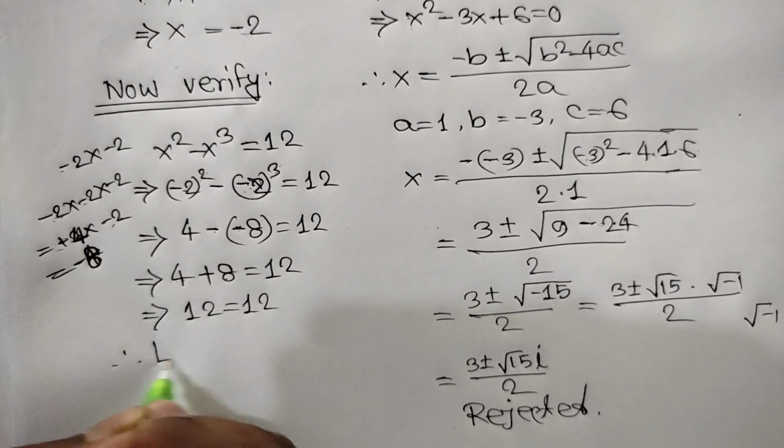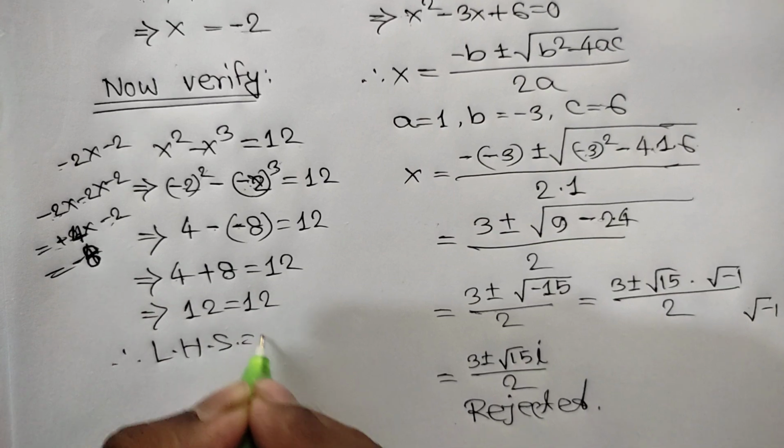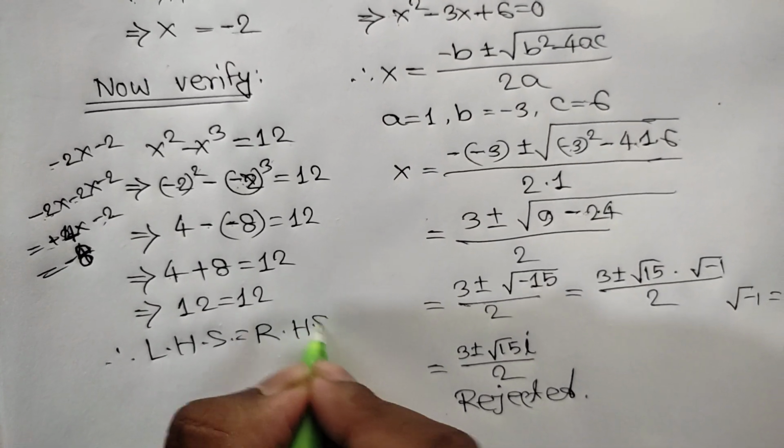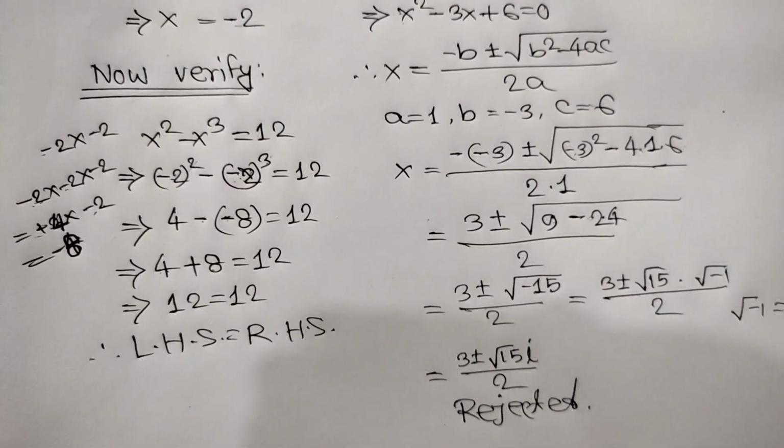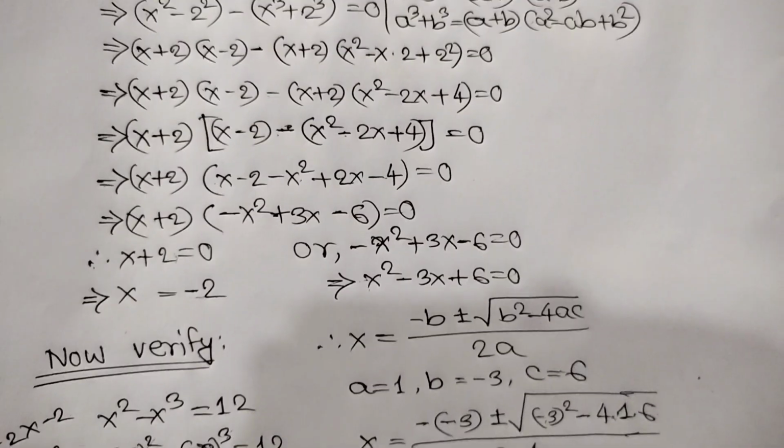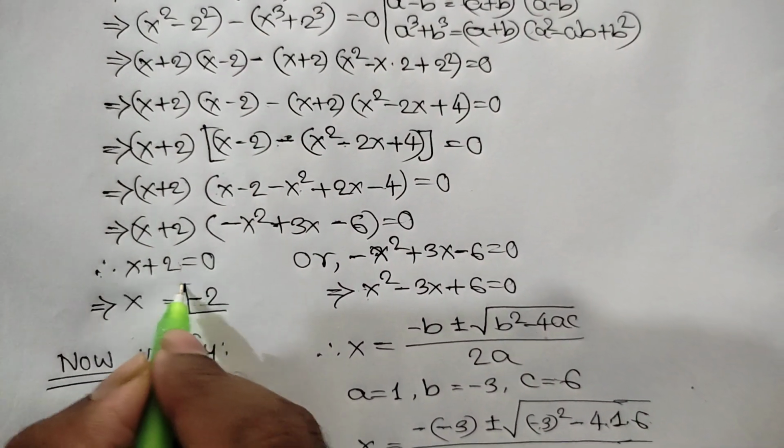So left hand side is equal to right hand side. So our equation is right. So the value of x is negative 2.